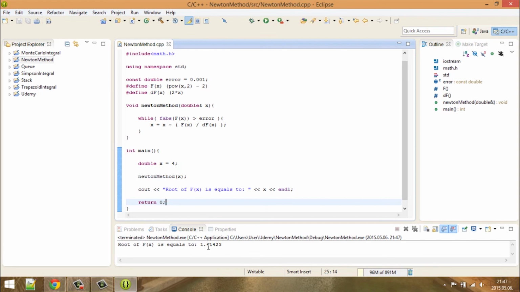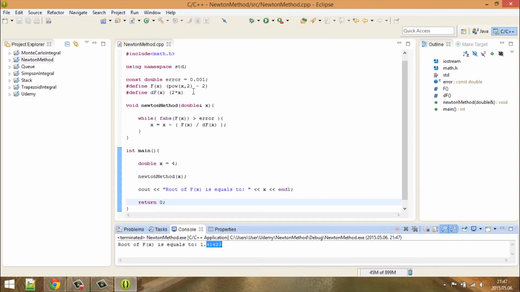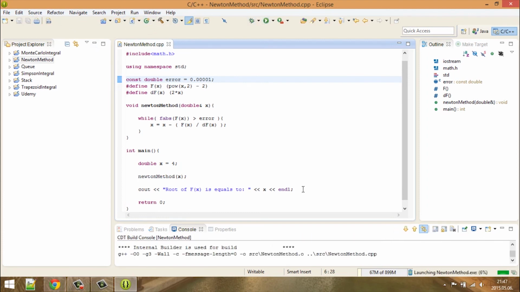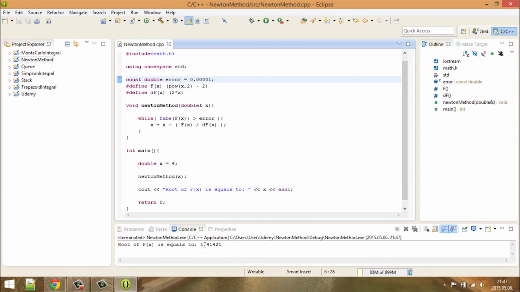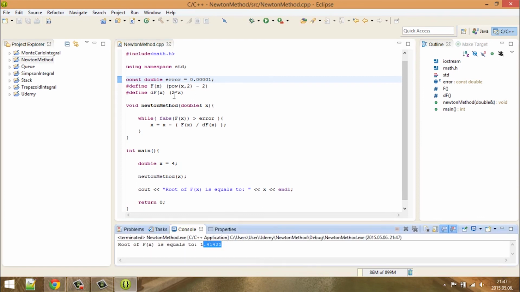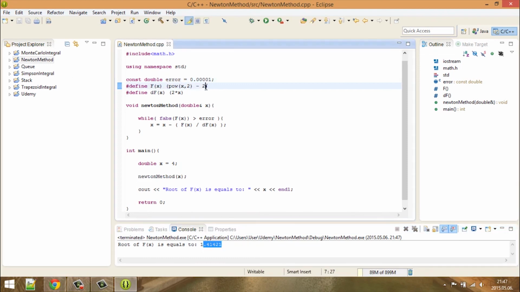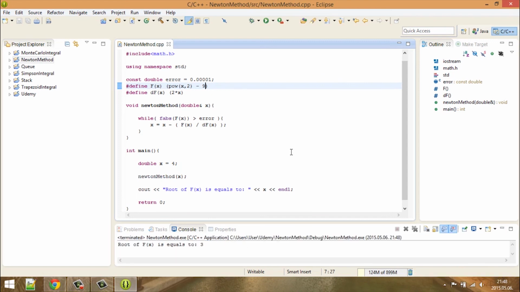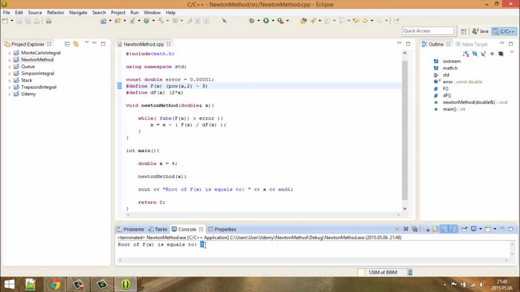And yeah, 1.41. If we set the error term to very low, then we get a better solution. Yeah, something like this. And just to make sure, for example, we want to get the square root of 9, of course we should get something like 3, and we get precisely 3.